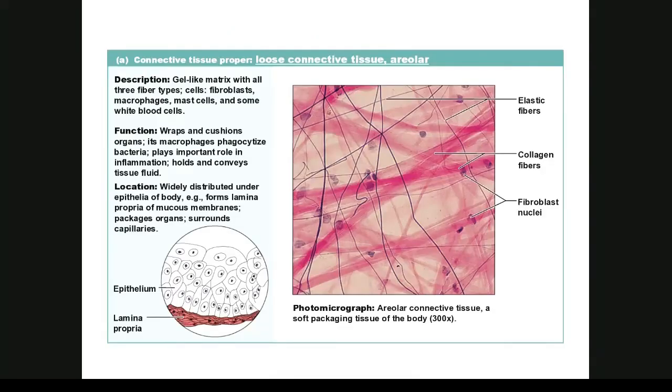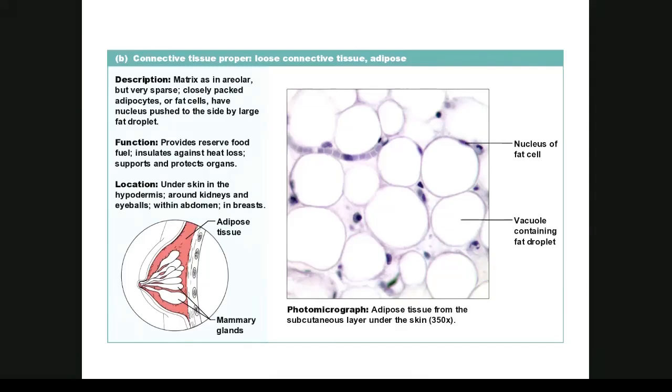Okay, loose connective tissue, areolar, is the first we'll discuss. Gel-like matrix, three fiber types, has cells: fibroblasts, macrophages, mast cells, some white cells. This is for wrapping and cushioning stuff. Things like packaging organs, surrounding capillaries would be a good example of these. Now, this is adipose tissue. It's still connective tissue proper. It's fat. Adipose is fat, and all this right here is glops of fat. And when you lose weight, unfortunately, all it does is empty those cells, and then they refill.